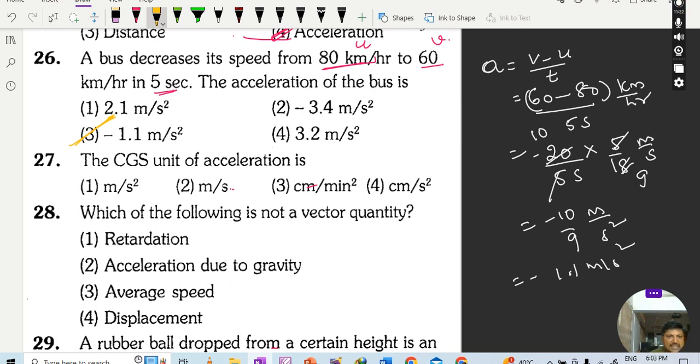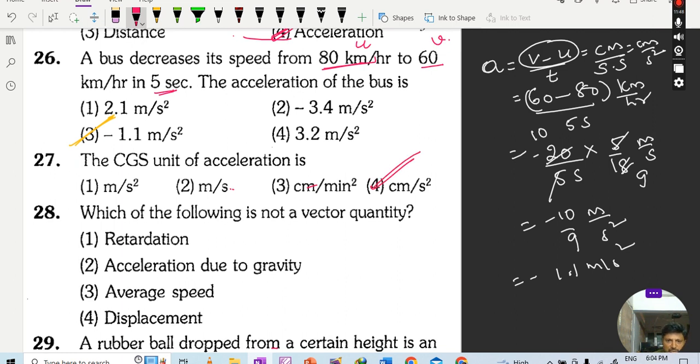Next, 27th, the CGS unit of acceleration is. Already we know very well, acceleration means rate of change of velocity. The unit of velocity is centimeter per second, and time is second. So centimeter per second divided by second, that is equal to centimeter per second square. So option 4 is the right answer.